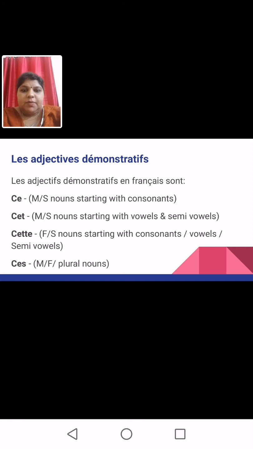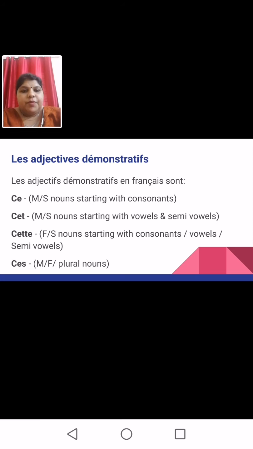So, among these demonstrative adjectives, you have to be very careful when it comes to the masculine nouns, because if a noun is masculine, then you have to see whether it is starting with a consonant or a vowel or a semi-vowel. If it is starting with a consonant, then you have to use ce. And if a masculine noun is starting with a vowel or semi-vowel, then you have to use cet.